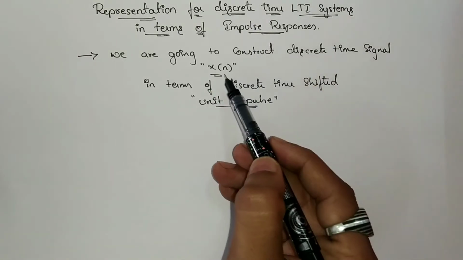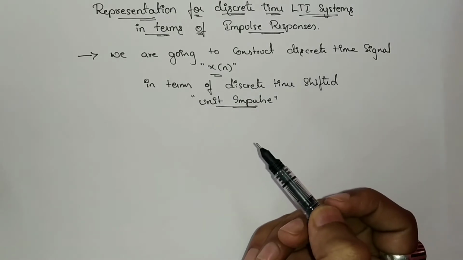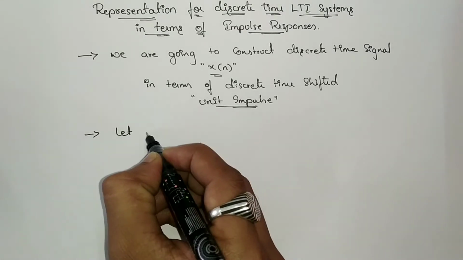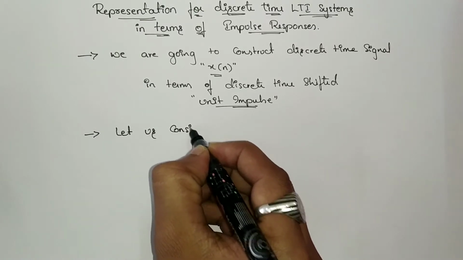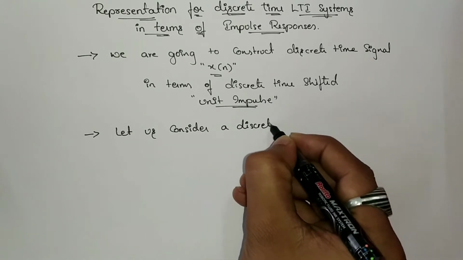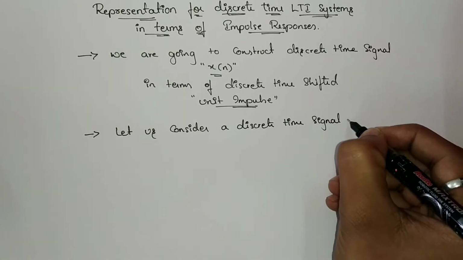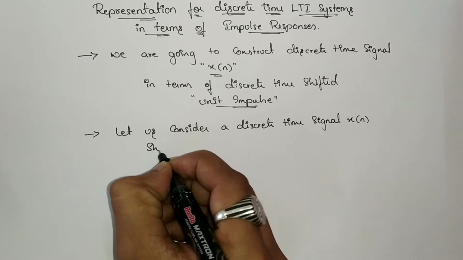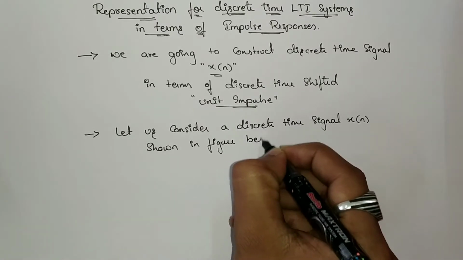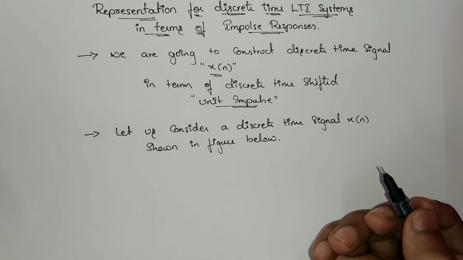We are going to split the x of n in terms of unit impulses. To analyze this we need a signal. Let us consider a discrete time signal x of n shown in the figure below.